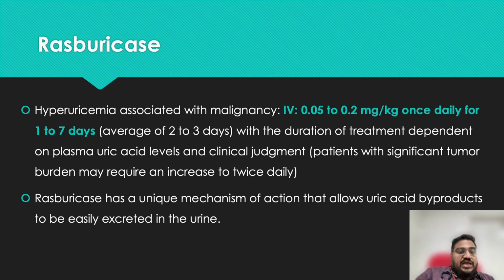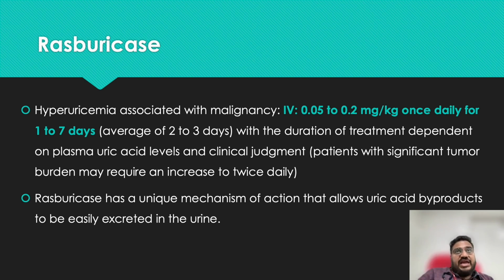And there is another drug that is called Rasburicase, which is indicated when you have hyperuricemia associated with malignancy. You can use Rasburicase. You have to give it IV, 0.05 to 0.2 milligram per kilogram once daily for 1 to 7 days. So an average of 2 to 3 days you need to give. The duration of the treatment depends upon the plasma uric acid level.